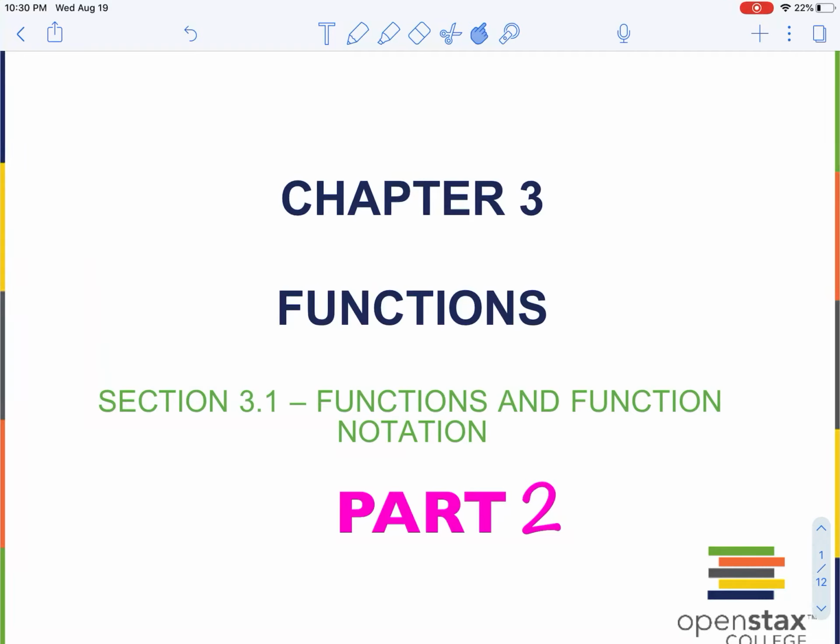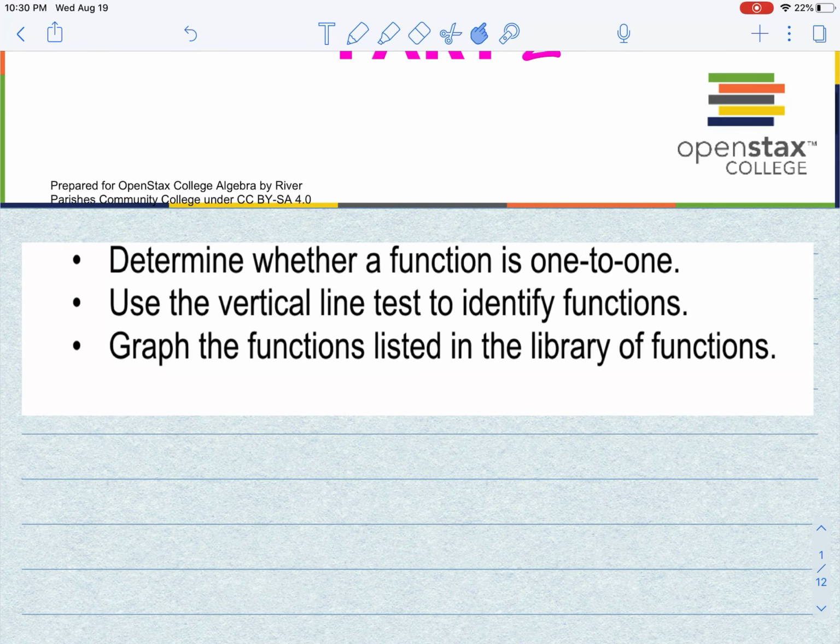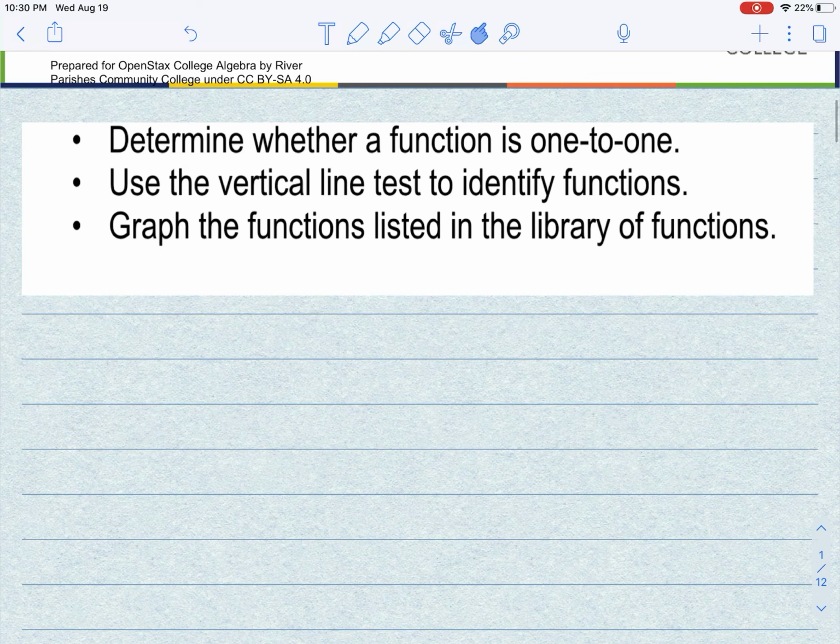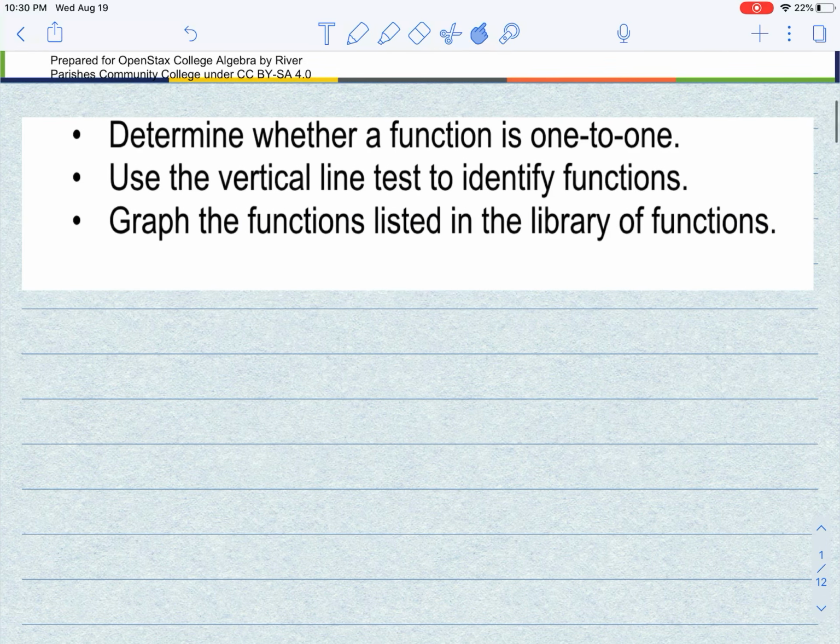Hello, in this video we're going to continue talking about functions and function notation. This is section 3.1 part 2. In this video we're going to focus on determining whether a function is one-to-one, using the vertical line test to identify functions, and graph the functions listed in the library of functions.